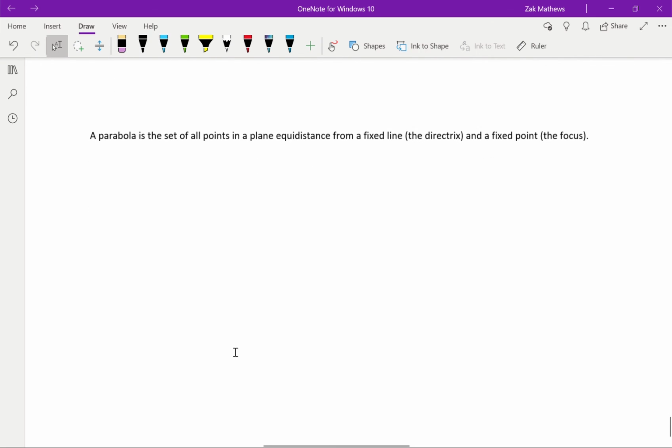So I'm not a good drawer, as you guys have come to realize by now, but if I fix these two items, so we have our directrix, this line here, and our fixed point called the focus, well then I'm going to look for equidistant points from both of these two things. So obviously the first point has to be in the dead center. That's the same length as that right there.